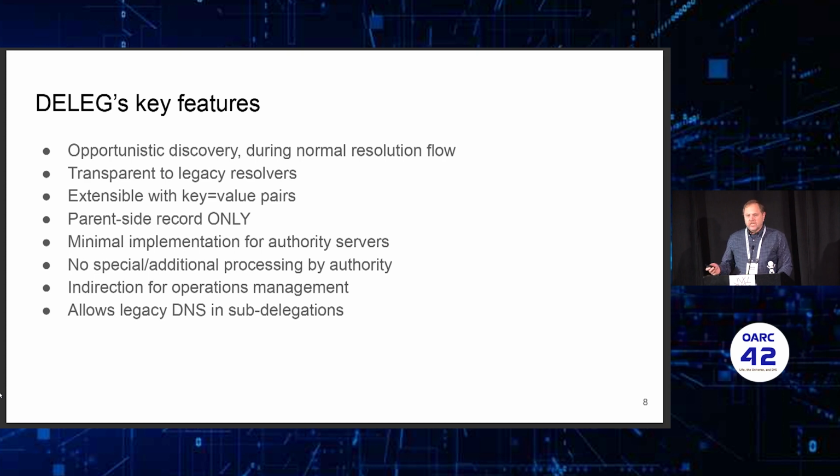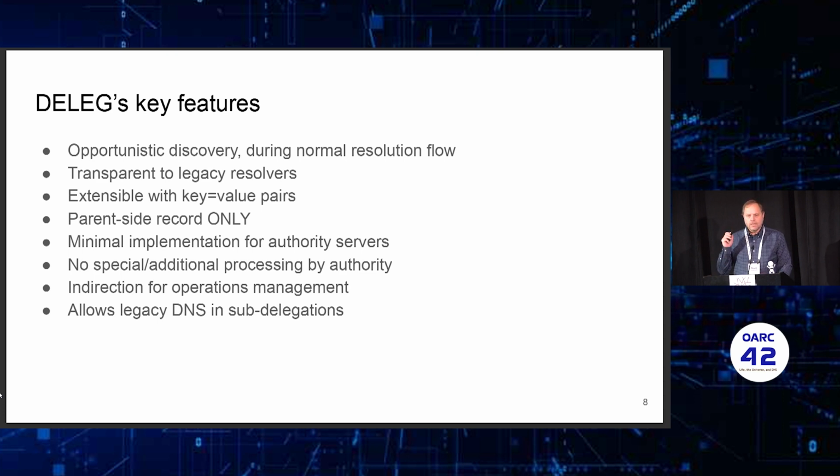It would be also extensible. As I mentioned, the service binding registry provides a very structured way for how you can have key equals value pairs and then update that with later standards to provide new functionality. Significantly, it's also only on the parent side. One of the big complaints that has existed is that you have two different NS RRsets at a domain cut. You have those in the parent and you have those in the child, and there's a lot of confusion that has resulted from that.